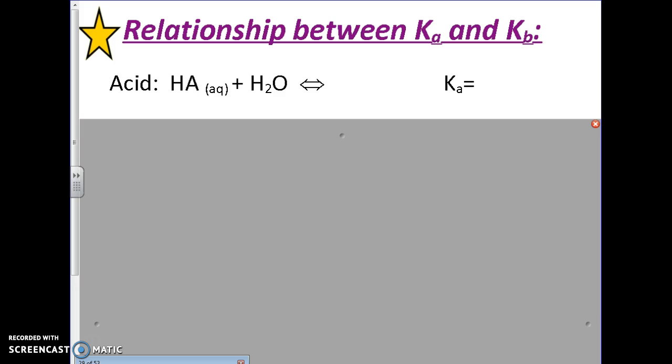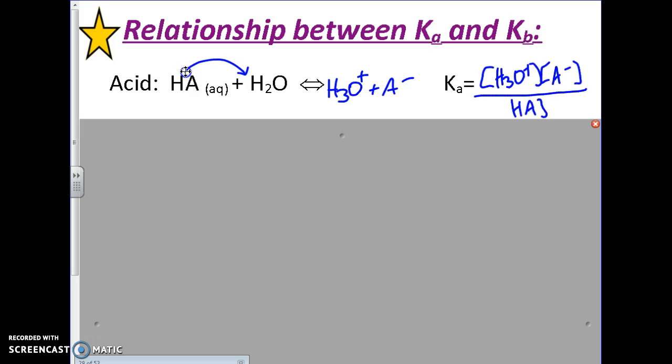So this is an acid. It donates its acidic proton to the water to give hydronium and an anion. And so writing out the Ka expression, you get hydronium times anion over HA, which is simple enough. We've done that a million times now.